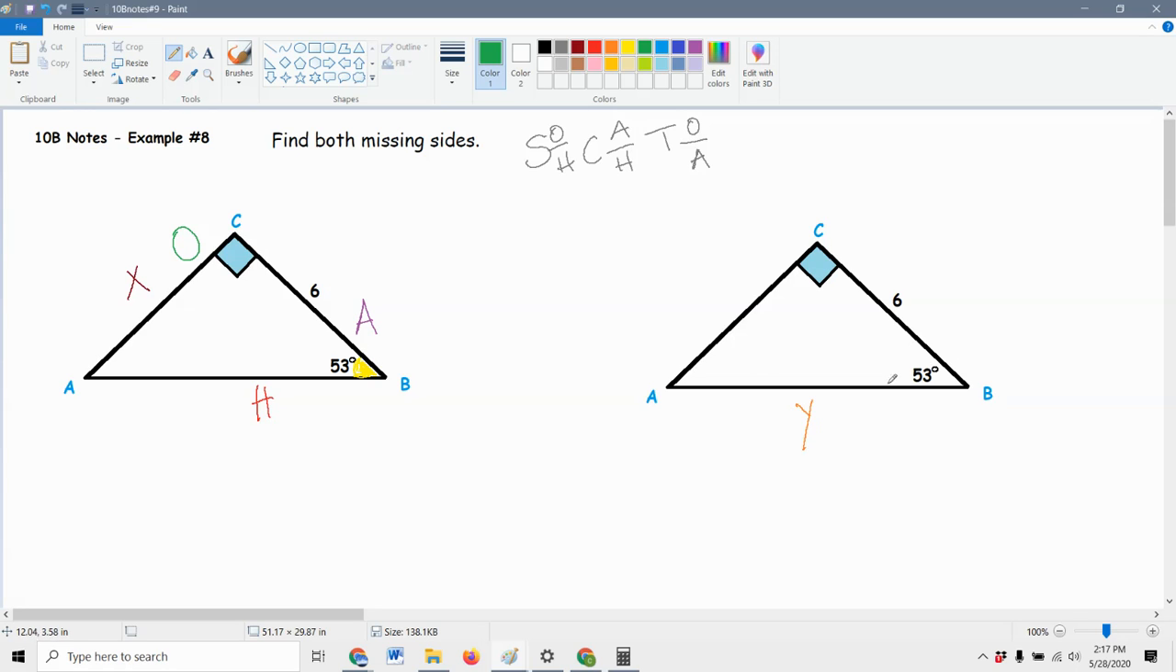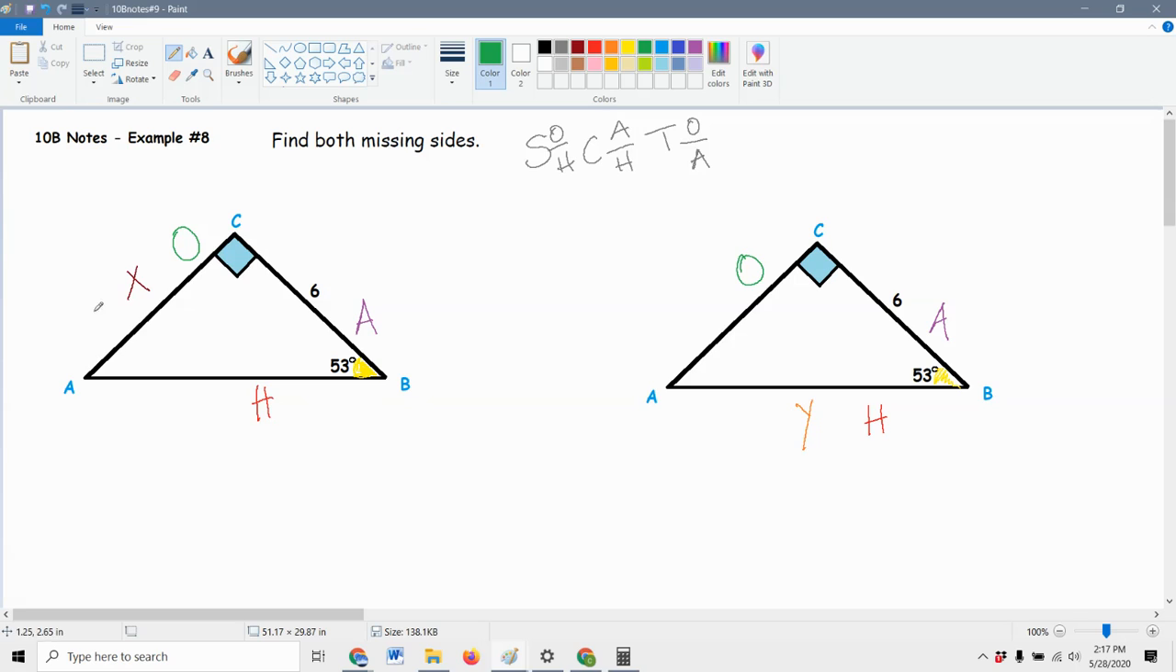Now, same with this side. We are going to do the same thing. Even though we're interested in the hypotenuse over here, the labeling is the same, because our angle is the same, isn't it? And of course, that side touching the angle is our adjacent side. All the way across the triangle, we have the opposite side.